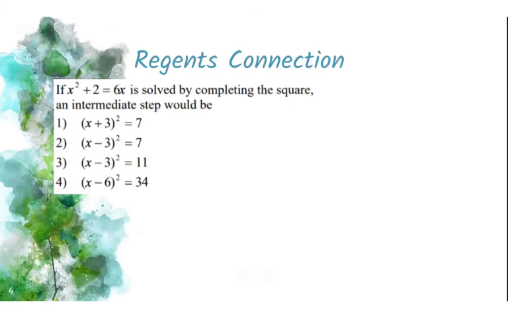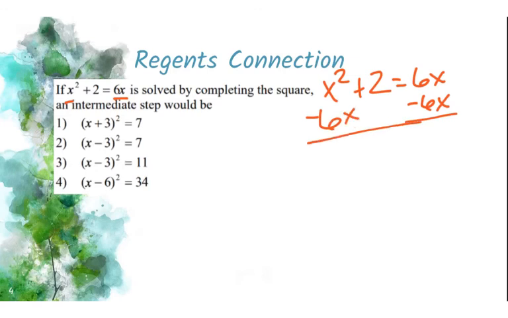So I look at this and I realize, hey, the x squared and the 6x, the x term, are on different sides. So I want to fix that. I'm just going to rewrite it over here. X squared plus 2. I'm going to subtract the 6x just because I don't want them to be on different sides. Okay, so here I've got equal to 0.